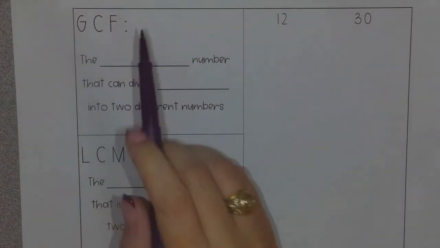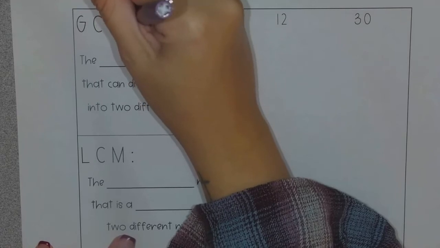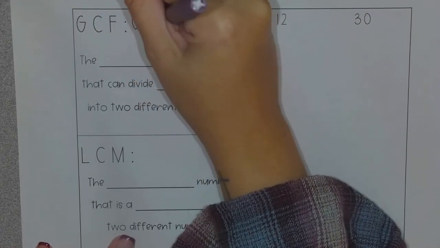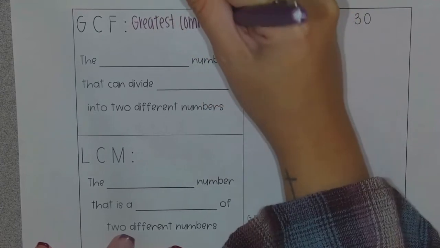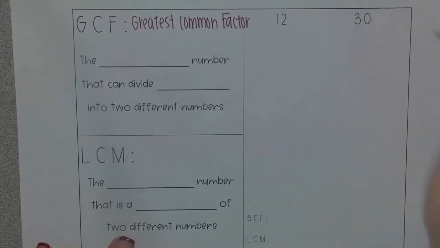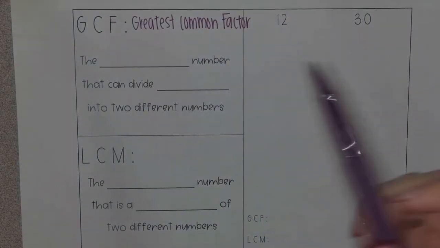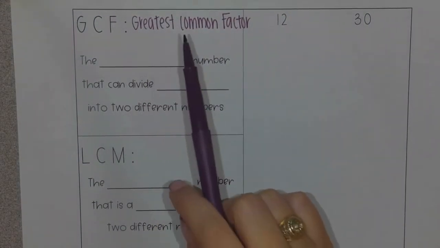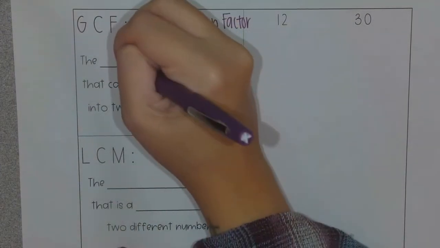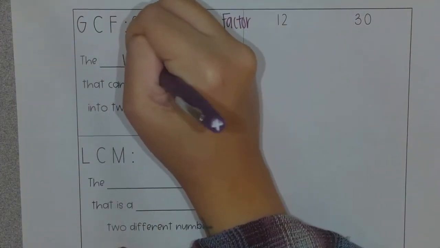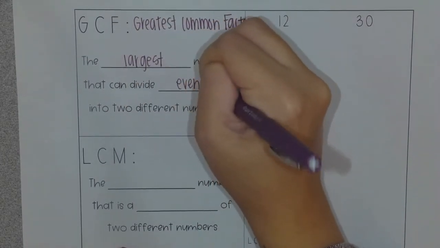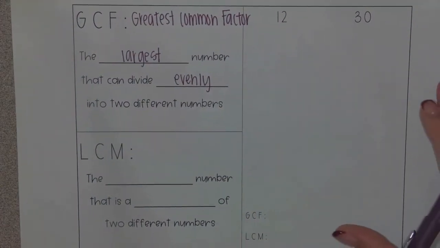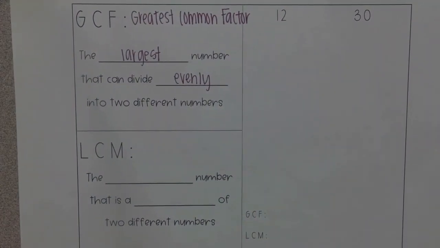So when we see the letters GCF, that stands for the greatest common factor. We talked about factors a little bit earlier this week. A factor, remember, is a number that we multiply together in order to create a product. And if we're looking for the greatest common factor, what we're really looking for is the largest, or the greatest, number that can divide evenly into two different numbers. So we're looking for the largest factor that they both have in common.